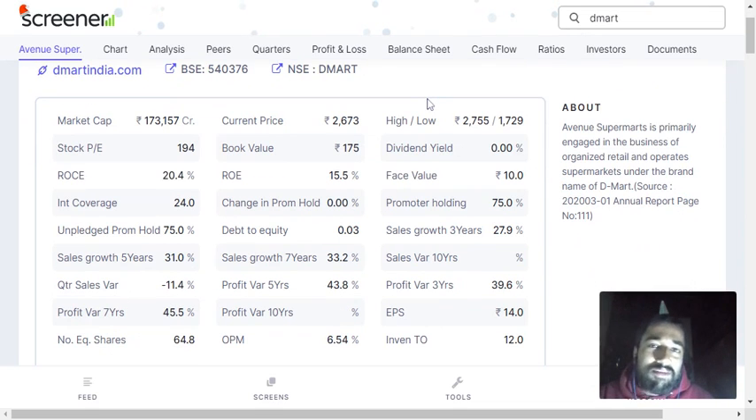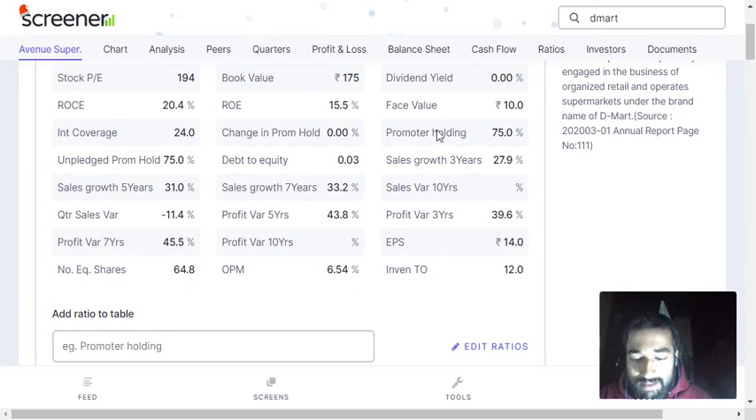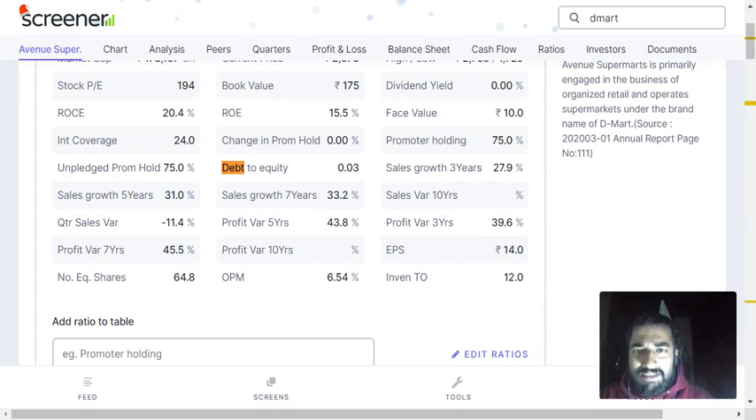The first parameter that I want to talk about is the debt to equity ratio. And in very basic layman terms, it simply means how much leveraged the company is, how much debt the company has. So the debt to equity ratio is 0.03 for this company.